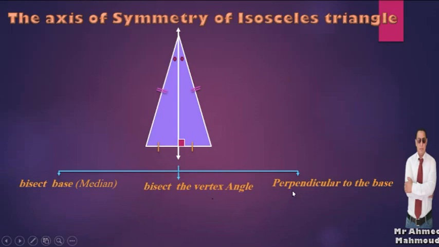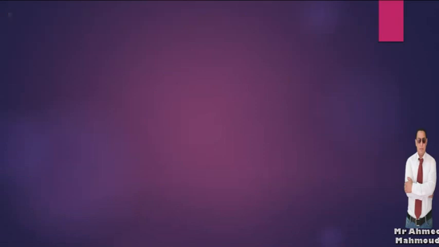And if he gave me that this line is perpendicular to the base in the given, then the conclusion is that this line bisects the base and bisects the vertex angle. Briefly, we can say that he will give you 1 and you will take 2. Now let's study the cases of these 3 properties.